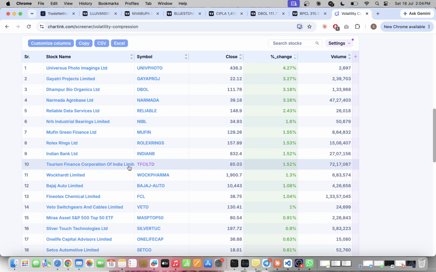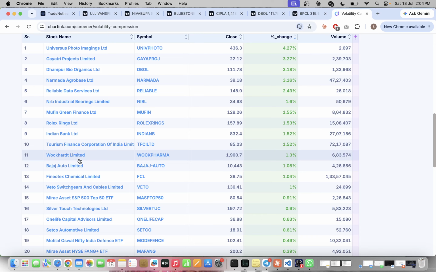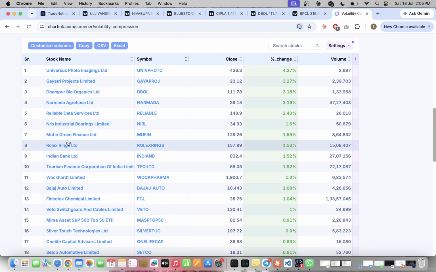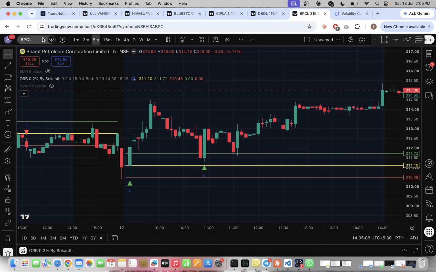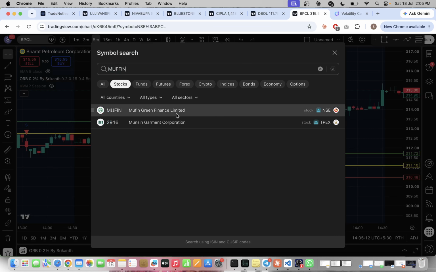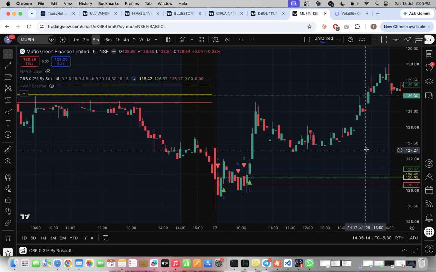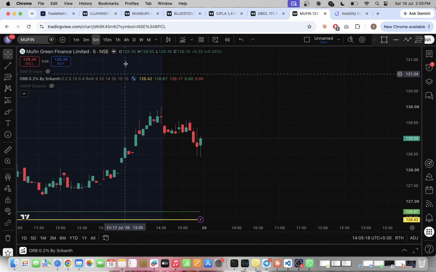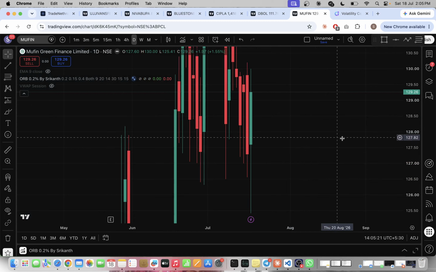So even if you take any other candle here, any other stock here, that will not be a true VCP pattern. Maybe I can take Muffin Green Finance, whatever it is. Okay, here you can see clearly. Oh sorry, I need to go to the daily time frame.